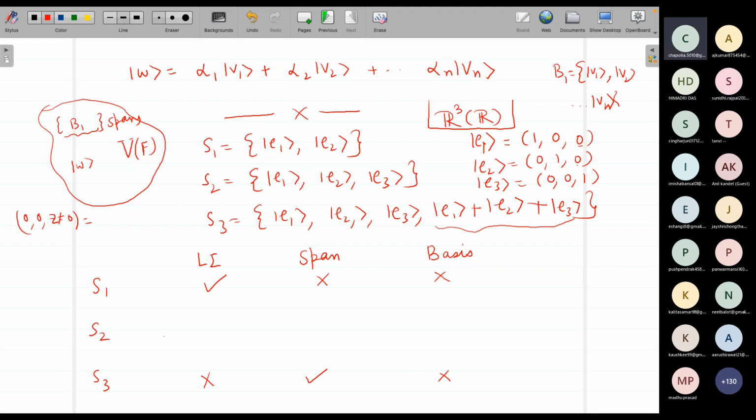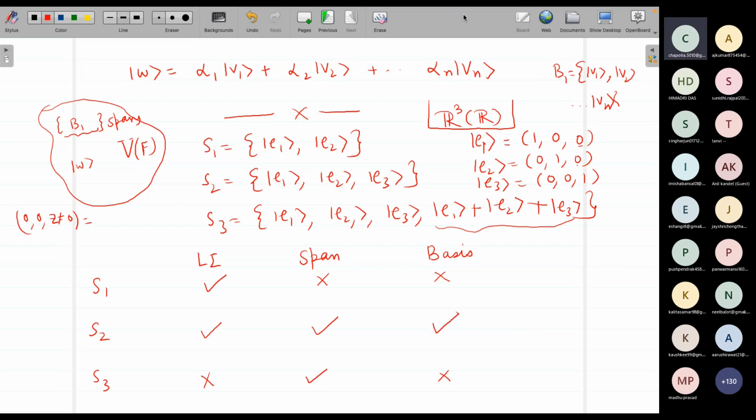Now come to your famous S2. Is the set linearly independent? Yes, sir. Does the set span? Does the set generate all the vectors? Yes, sir. Will it constitute a basis? Yes, sir.